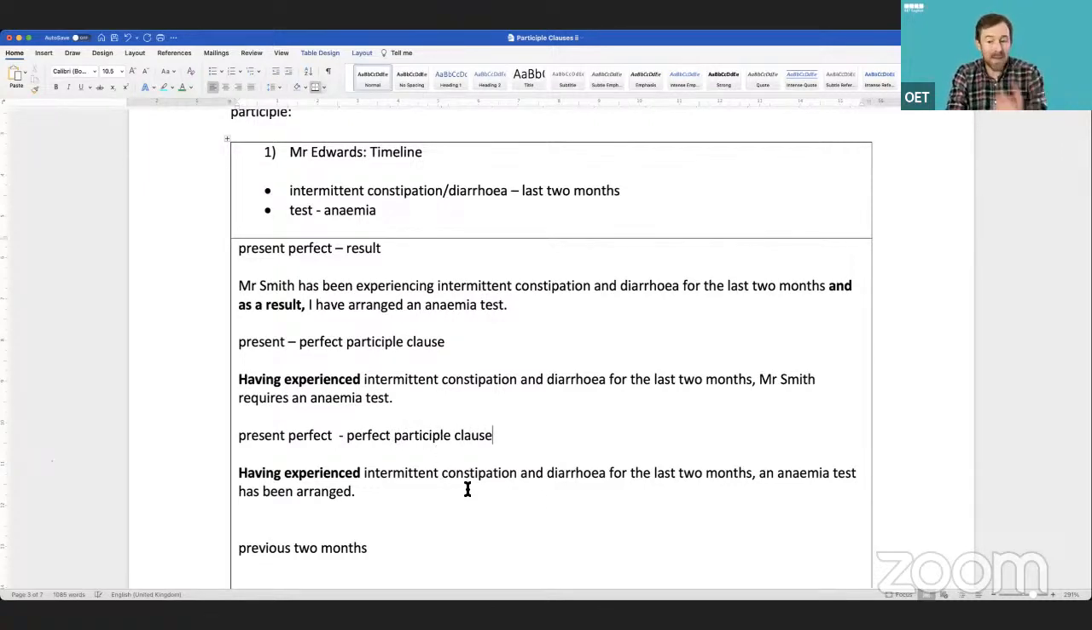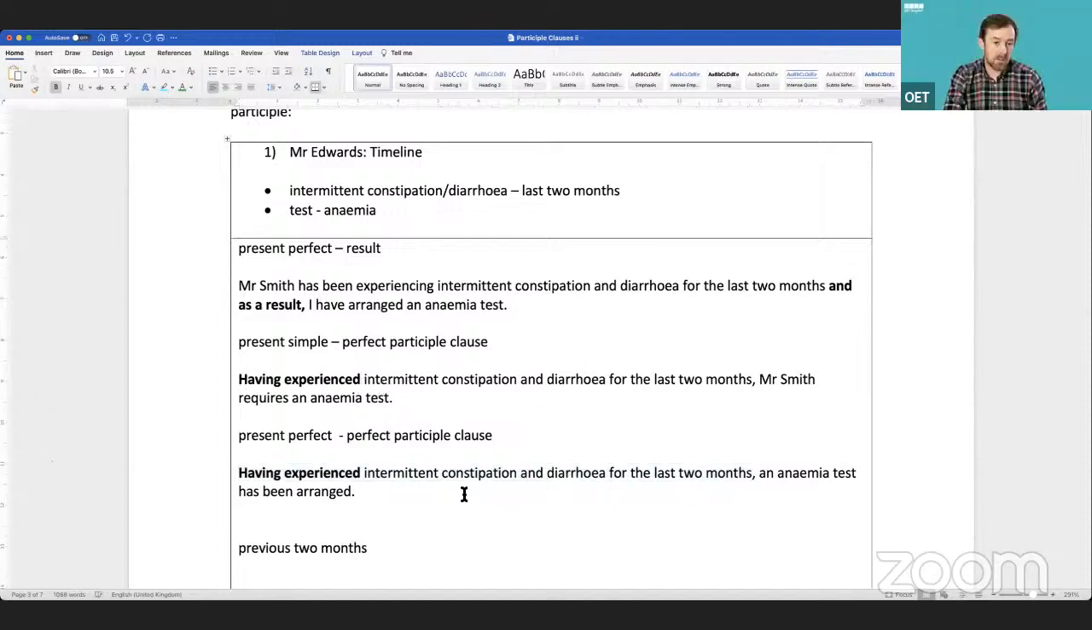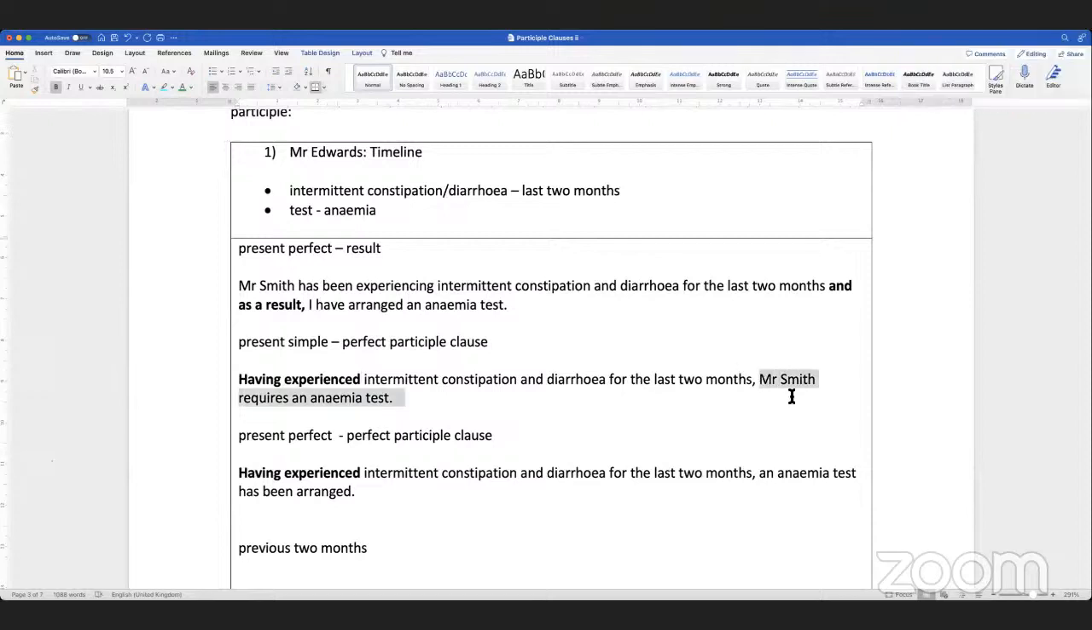Now, it doesn't matter what this tense is. It just does not matter. In this case, it was present perfect. In this case, it was present simple. But what did we begin the sentence with? We began it with participle plus participle. And what it tells us in each of these sentences is that the intermittent constipation and diarrhea happened before the action in the following clause.